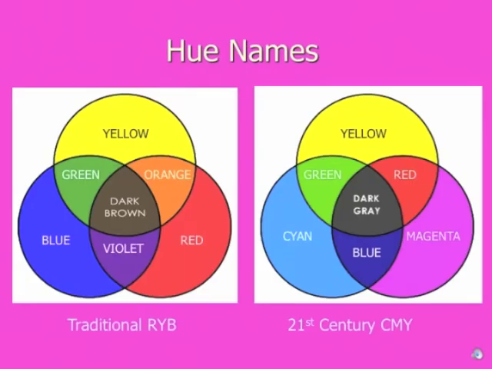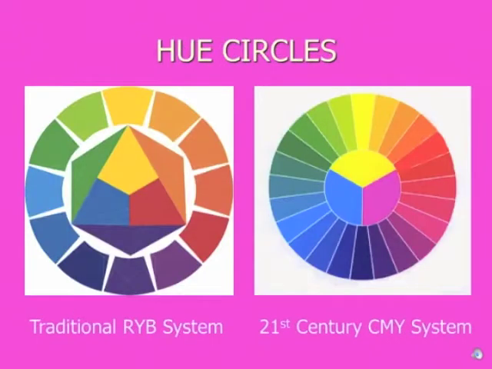The traditional red, yellow, and blue system is changed to make magenta the primary and red the secondary. That means there's new hue names and a new hue circle for the 21st century. So that's what magenta is. Now I want to talk to you about what magenta is not.